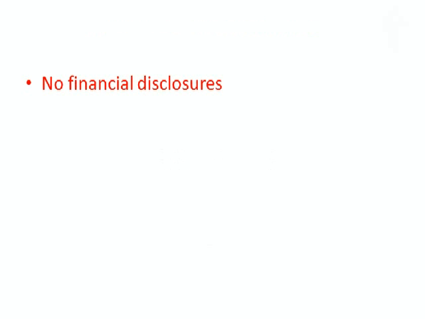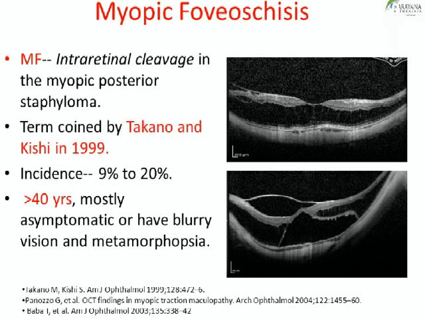No financial disclosures. So, myopic foveosis is a recent entity which is being found very commonly because of the advent of SDOCT. If you just do a slit lamp examination, many times you are going to miss myopic foveosis. So, what do you mean by myopic foveosis? It is the intraretinal cleavage in the myopic posterior staphyloma.